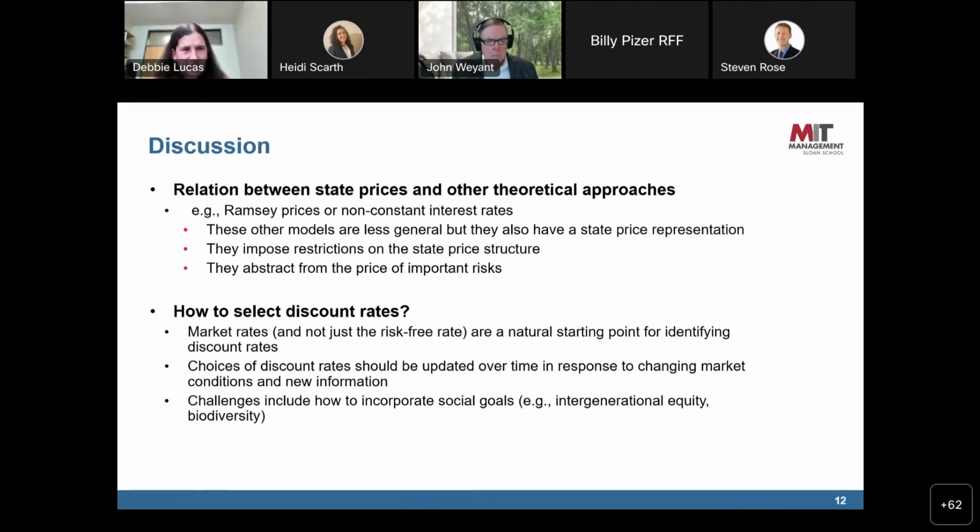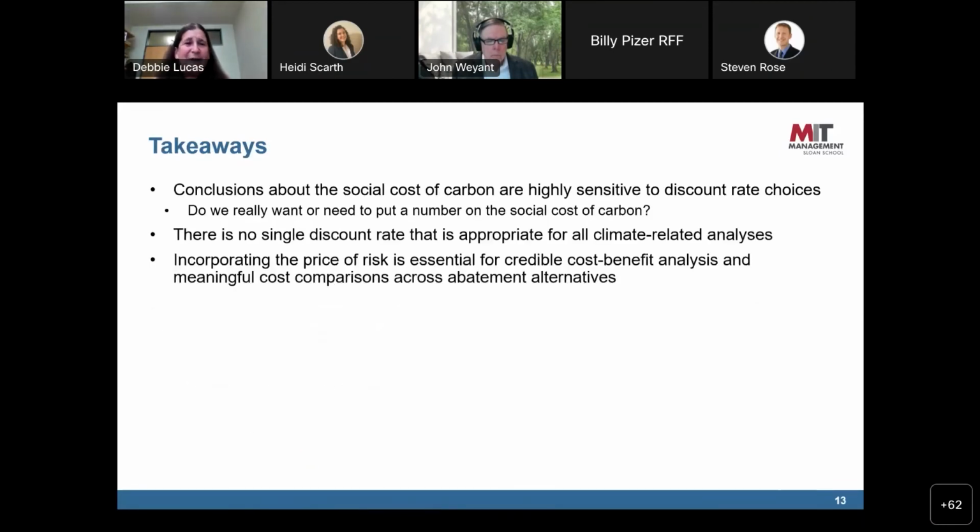A lot of challenges in selecting discount rates. So my main conclusion is that the so-called right social cost of carbon is highly sensitive to discount rate choices, clearly, and there's a lot of variation in what that rate could be. I'm going to pose a question for later discussion: how much do we really need to put a number on the social cost of carbon? Or do we really want to make policies based on that number? Or do we want to find something else to do given the huge amount of uncertainty involved? So let me stop there because I know I'm out of time.